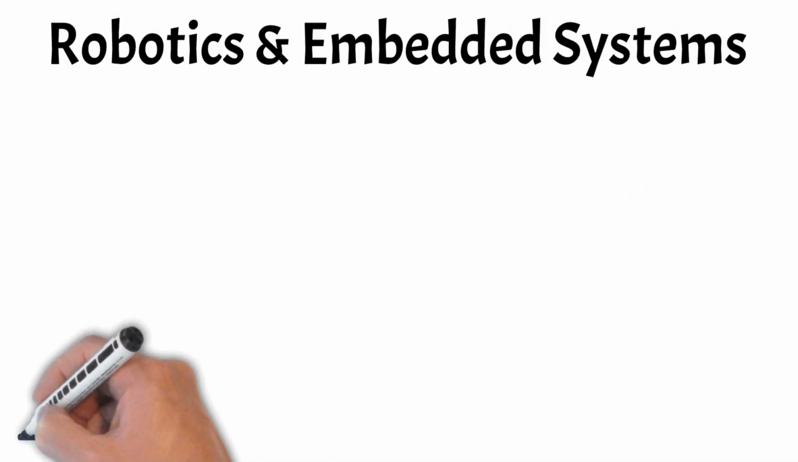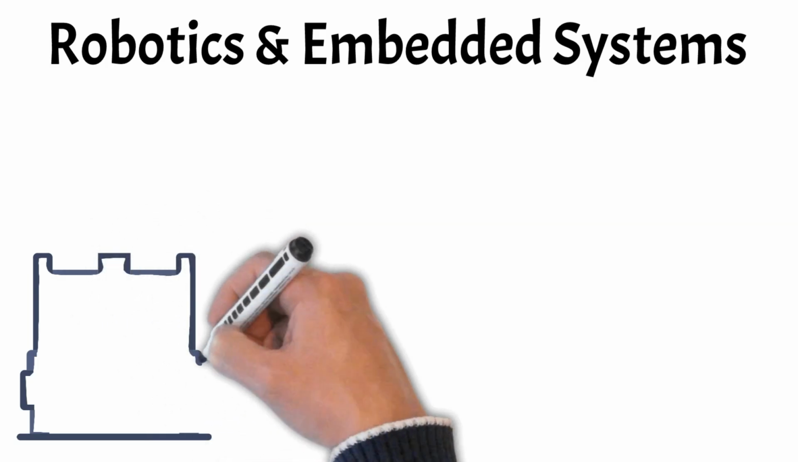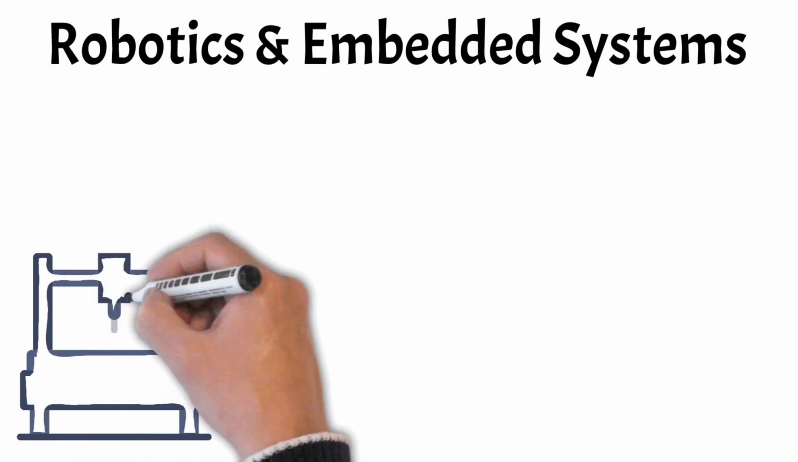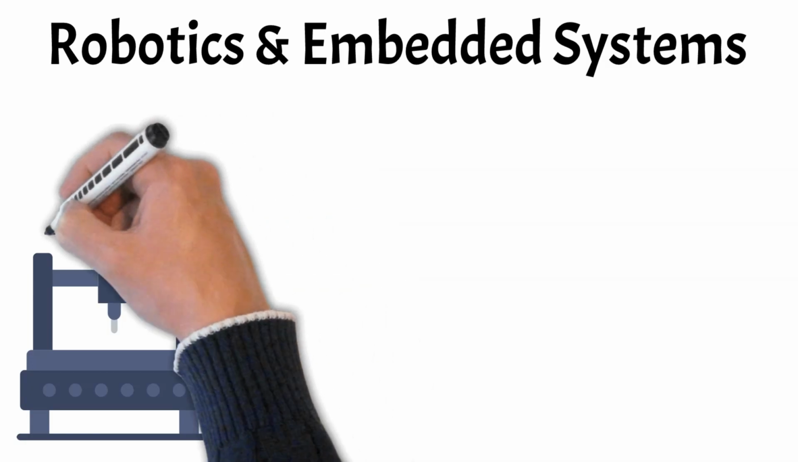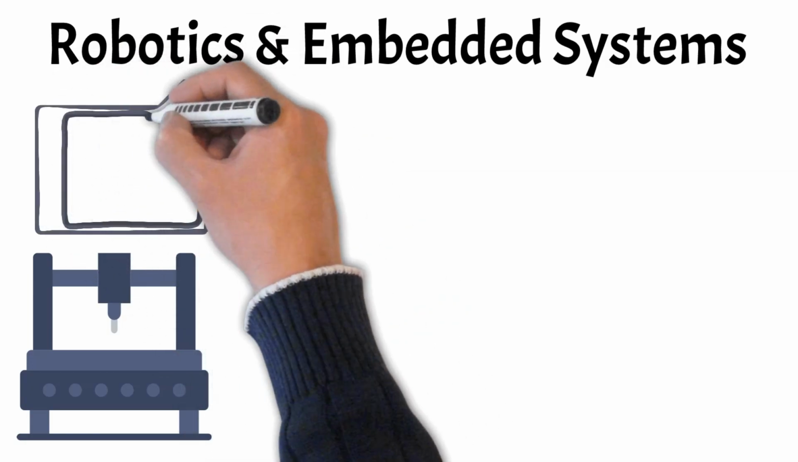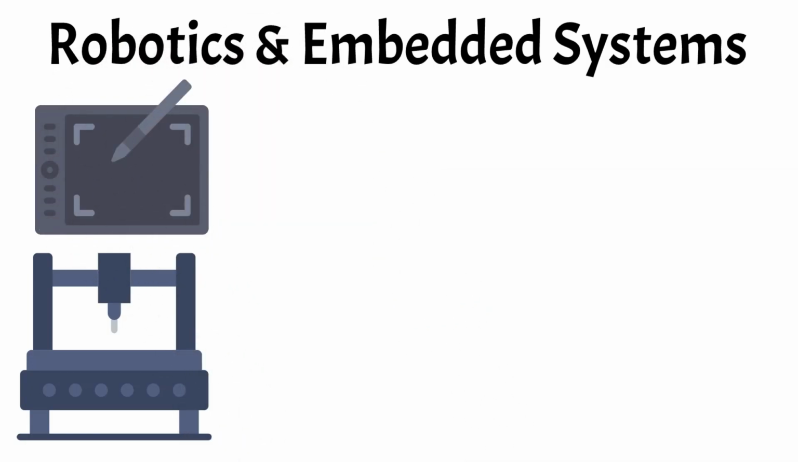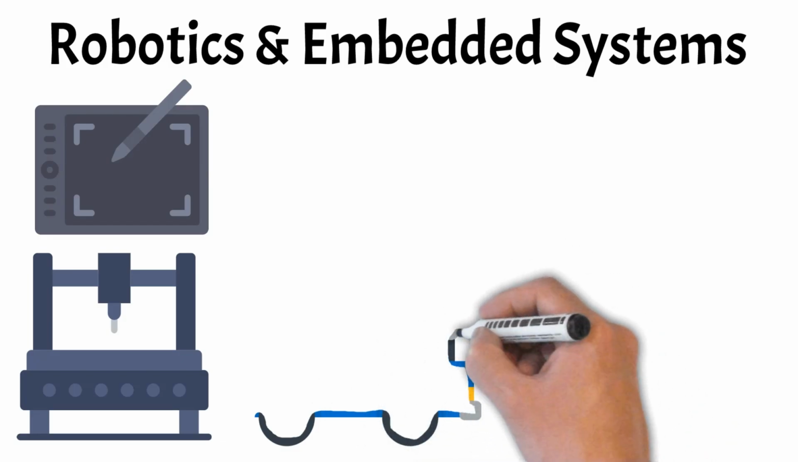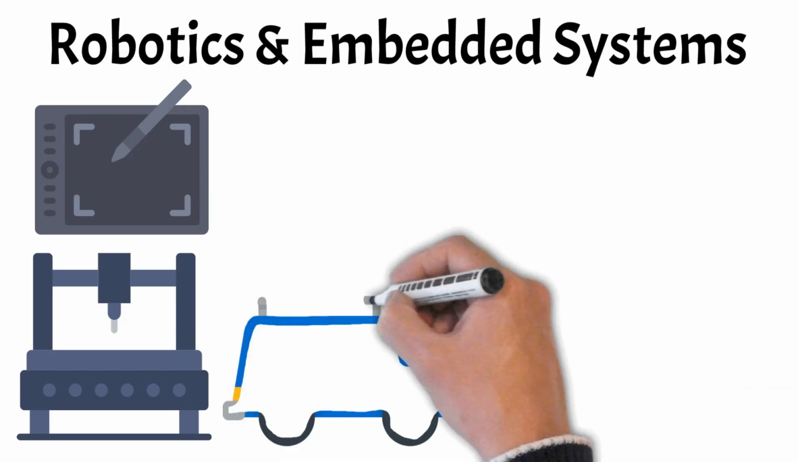Next, let's take a look at robotics and embedded systems, a field that combines hardware and software to create machines capable of interacting with the physical world. Robotics involves designing, programming, and controlling autonomous or semi-autonomous machines, from industrial robots to self-driving cars.